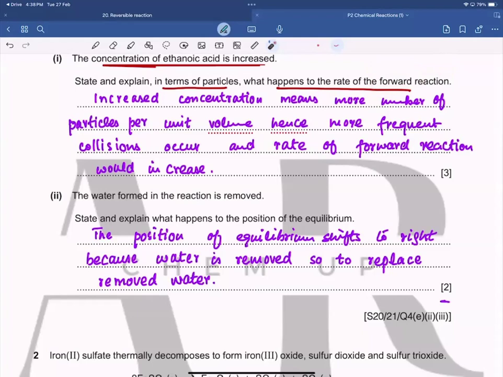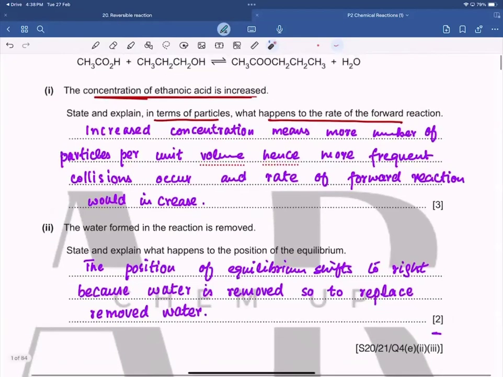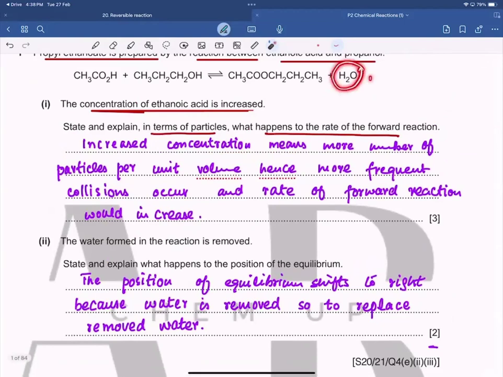Sir, in the second question you wrote 'to replace the removed water'. Water is being removed, so I didn't understand why you wrote replace. So it means that there is a decrease in water concentration, right? In part 2. Yes. Le-Chatelier states that equilibrium shifts in a direction to minimize the change. So the change is what? Decreased concentration. So when the forward reaction occurs, whatever water was removed will form again. Okay, sir.